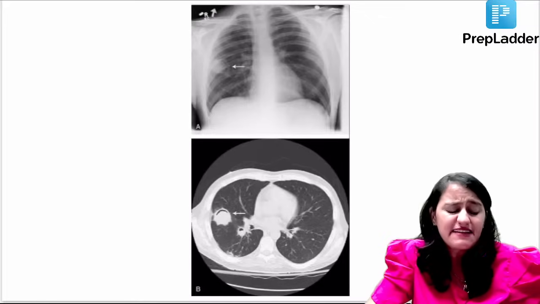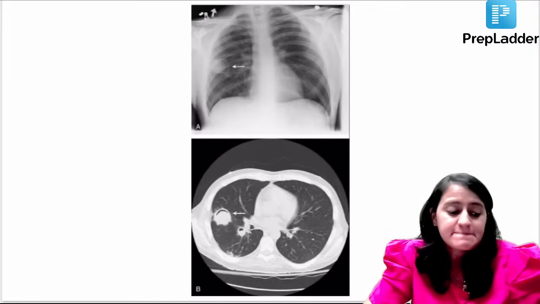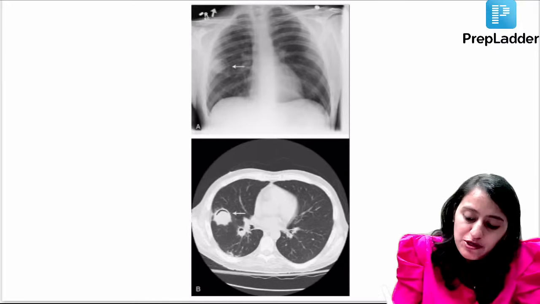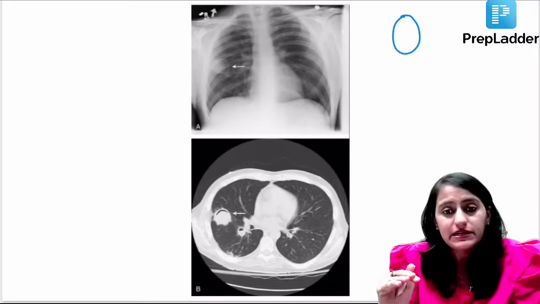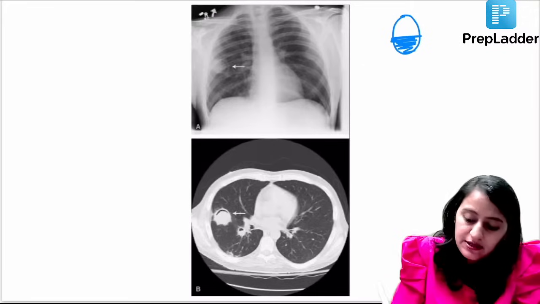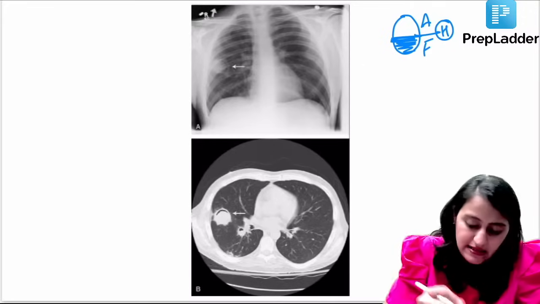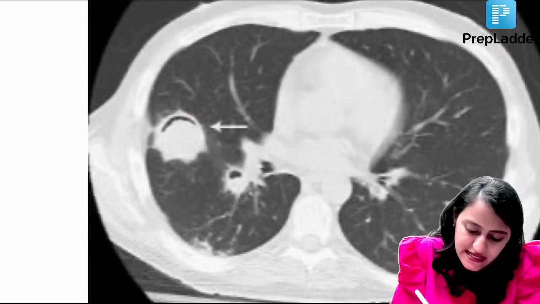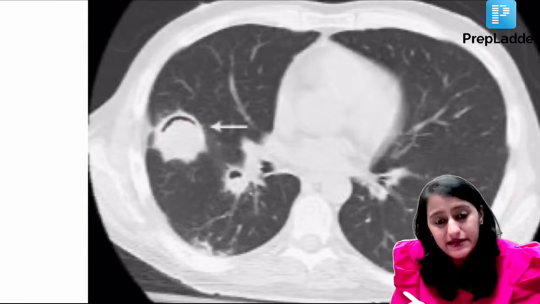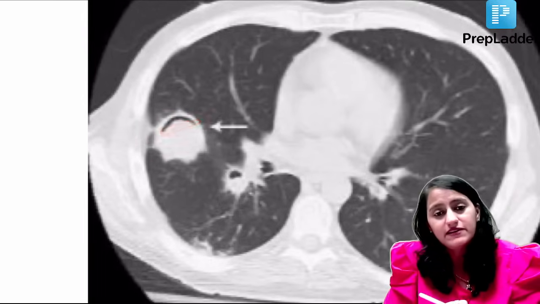Is this air fluid level that you are seeing? Will you call it a lung abscess? Please understand that when you talk about air fluid level, it is always horizontal. Okay, air fluid level is going to be horizontal, flat. The level that you are seeing here, you are seeing the air and this can be the fluid, but is it a horizontal level? No, it's not a horizontal level here.